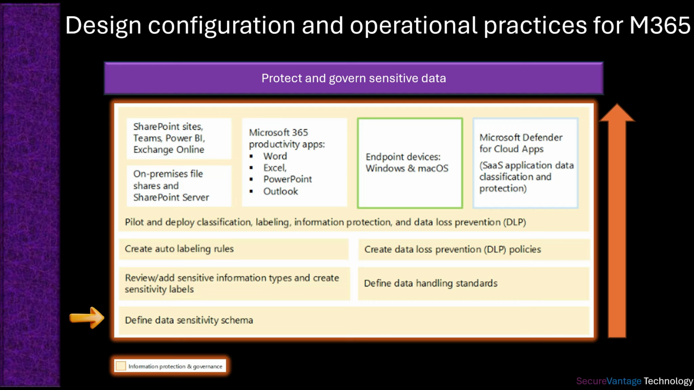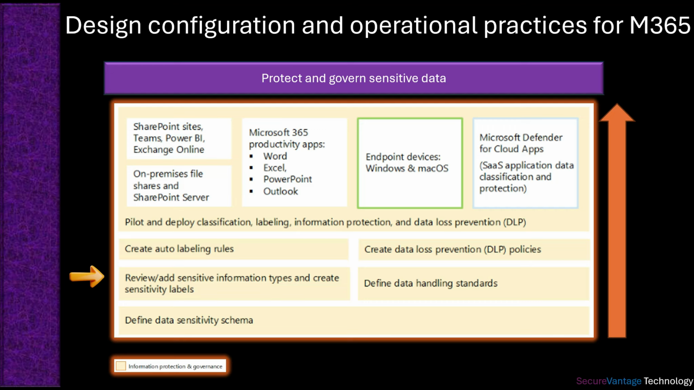A data sensitivity schema is the foundational structure that categorizes data based on its level of sensitivity. This schema guides how data is classified, labeled, and protected across the organization. You identify data types, sensitivity labels, and data classification in this step. You must ensure the schema aligns with business needs and regulatory requirements.